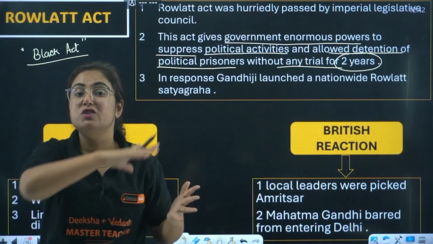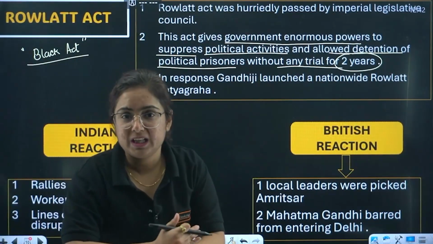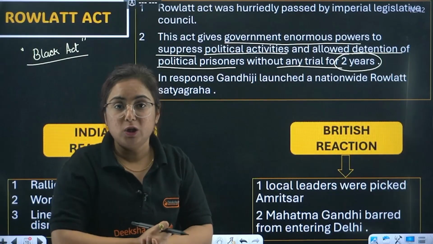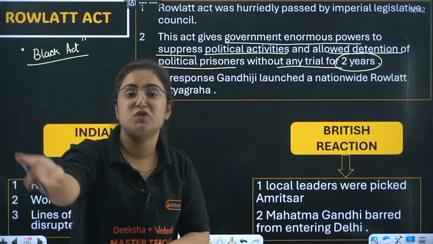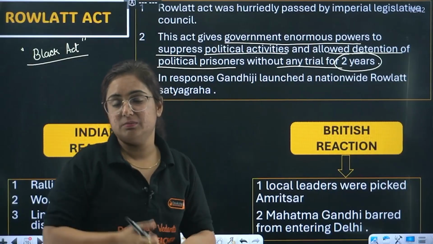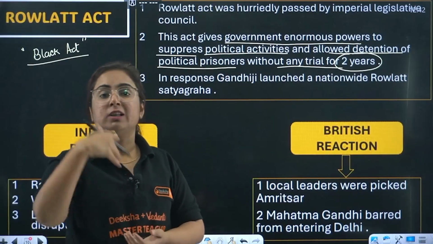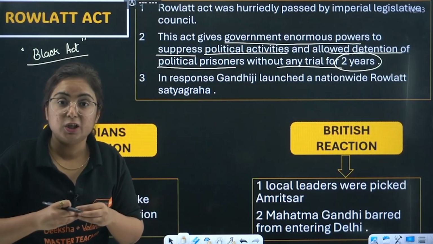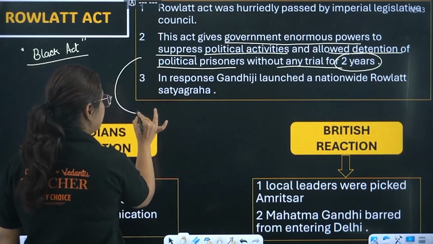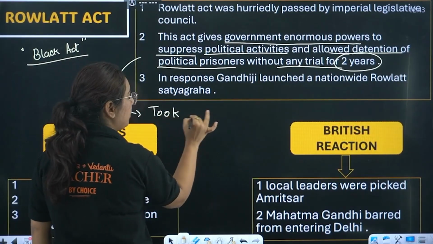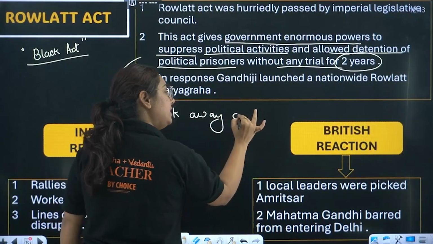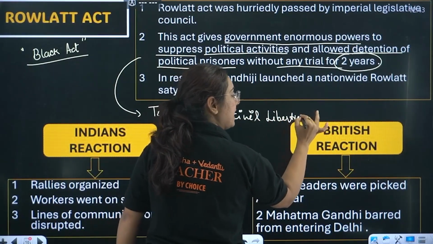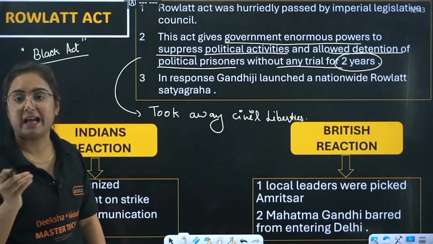What does it mean? Without any trial means no procedure, no warrant being issued. No ground of arrest will be told to them. They will not be given a chance to fight against this arrest. They cannot hire an advocate. So what do you think, are they giving them rights? No. This act particularly took away the civil liberties. Pay attention, the civil liberties. And this is why it is considered a Black Act.